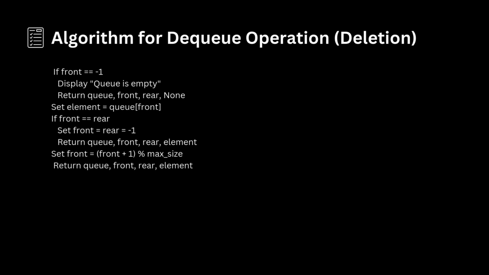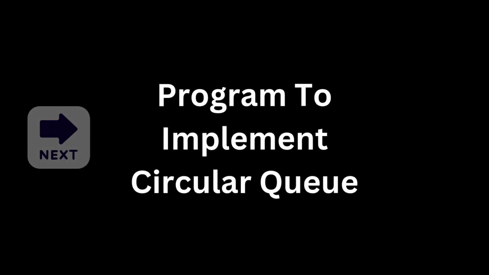Now you know what a circular queue is and why it was introduced. Also, we discussed the operations and applications of the circular queue and came across the algorithms for the NQ and DQ operations. In the next video, we will see the program for implementation of a circular queue using array in C language.